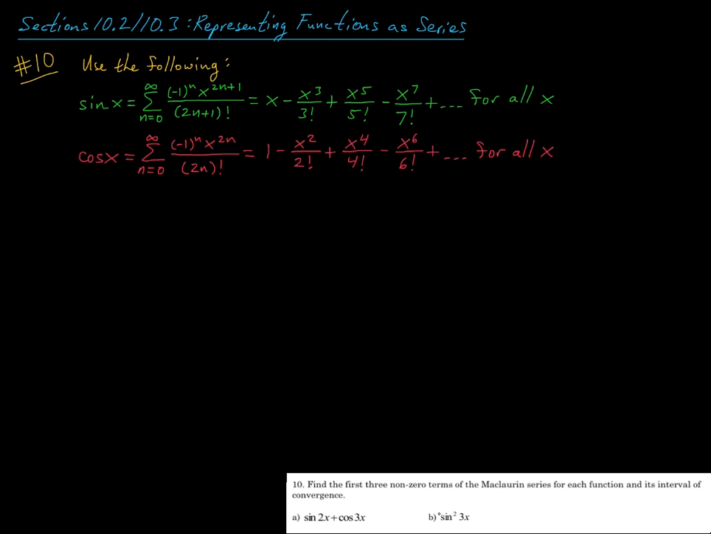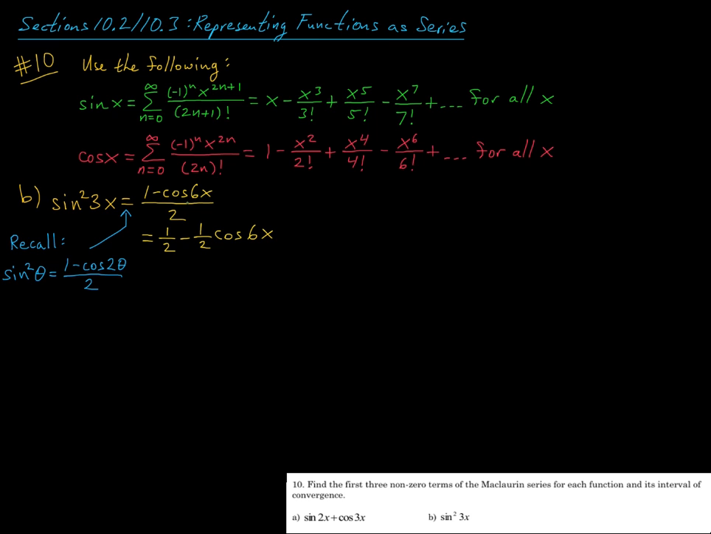Now here, note that for B, it's sine squared of 3x. Now one approach is to take the series for sine and square it, where you're going to have to expand out that square doing some algebra. Now I'd rather not do that, so a way to work around having to square that series is to make use of this half angle identity. Recall that sine squared of theta is equal to 1 minus cosine of 2 theta over 2. And so sine squared of 3x, that's going to be 1 minus cosine of twice 3x, which is 6x, and then we're dividing all that by 2.